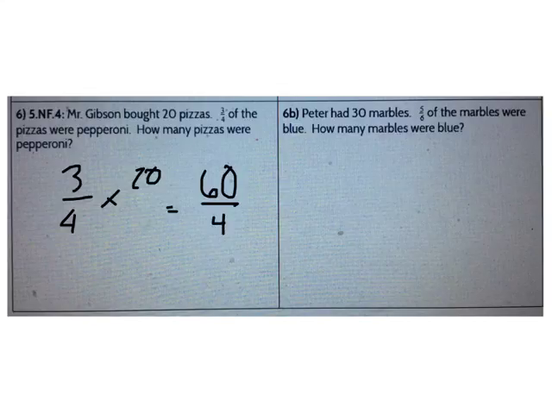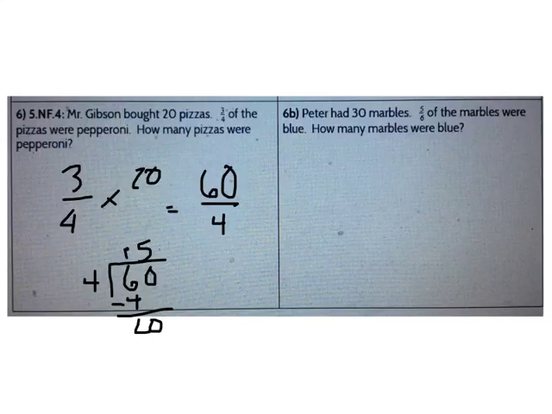Now I can divide to change that into a whole number or mixed number. What's 60 divided by 4? Well, 4 goes into 6 once, and 4 goes into 20 5 times. So the correct answer is 15. 15 pizzas were pepperoni. Now you try.